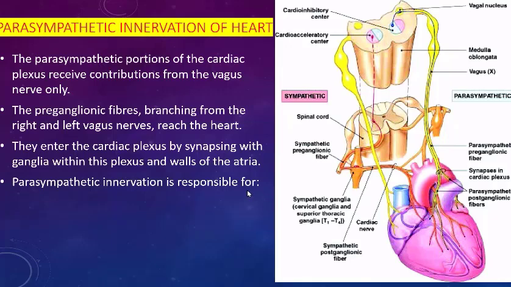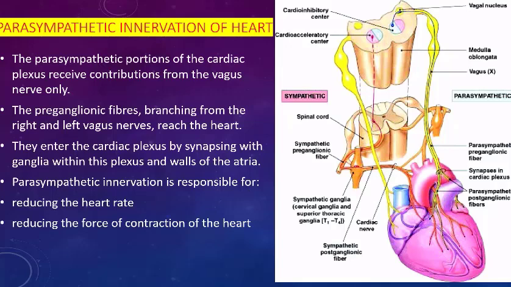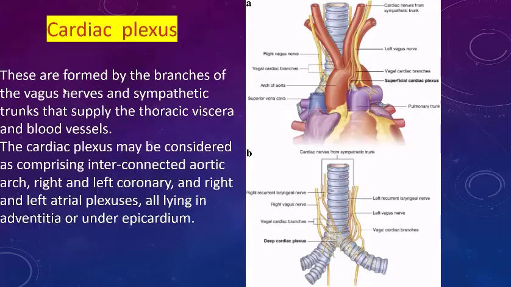Parasympathetic innervation is responsible for reducing the heart rate, reducing the force of contraction of the heart, and vasoconstriction, narrowing of the coronary artery. Cardiac plexuses are formed by the branches of the vagus nerve and sympathetic trunk that supply the thoracic viscera and blood vessels. The cardiac plexus may be considered as comprising interconnected aortic arch, right and left coronary and right and left atrial plexuses lying in the adventitia under the epicardium.